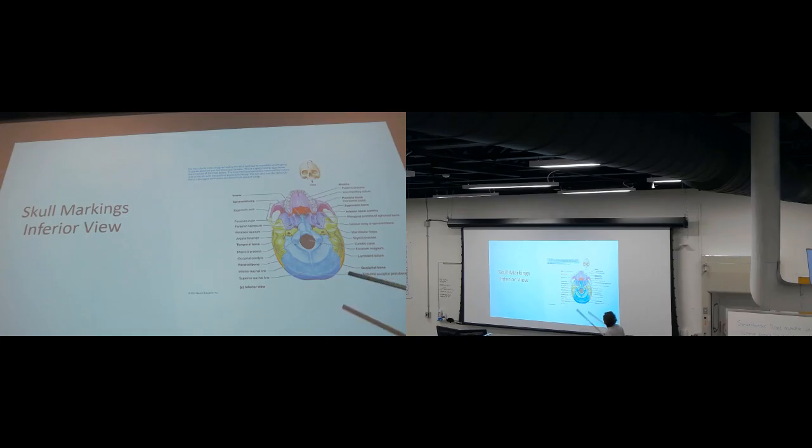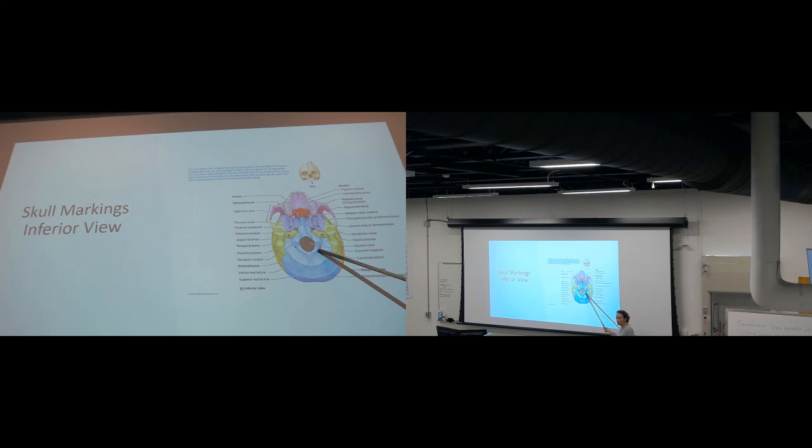In the inferior view of the skull, you can see again the occipital bone. This is the superior nuchal line, inferior nuchal line, external occipital protuberance, foramen magnum, occipital condyles, and then here we have the hypoglossal canals that allow the exit of the hypoglossal nerve, which is the one that innervates our tongue so we can move the tongue muscles and we can speak.